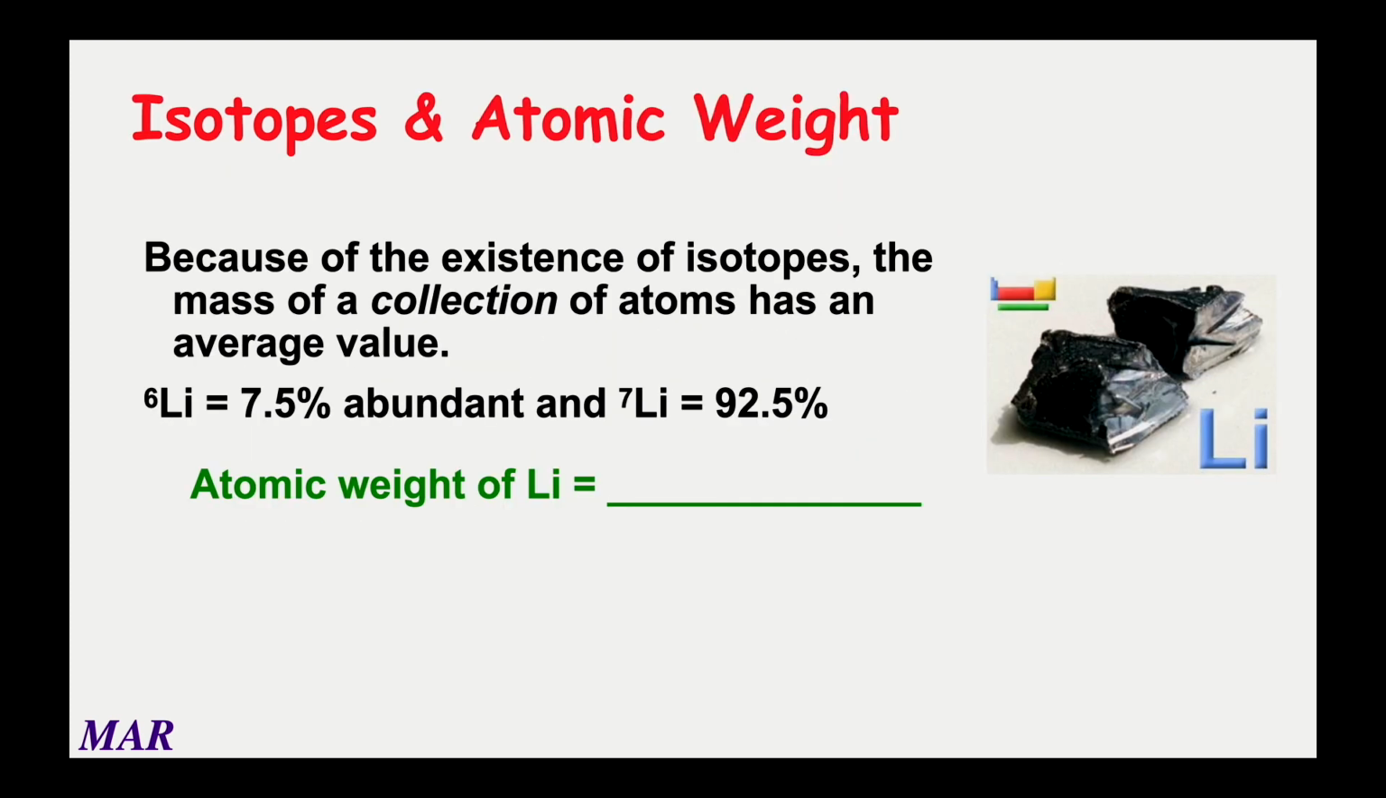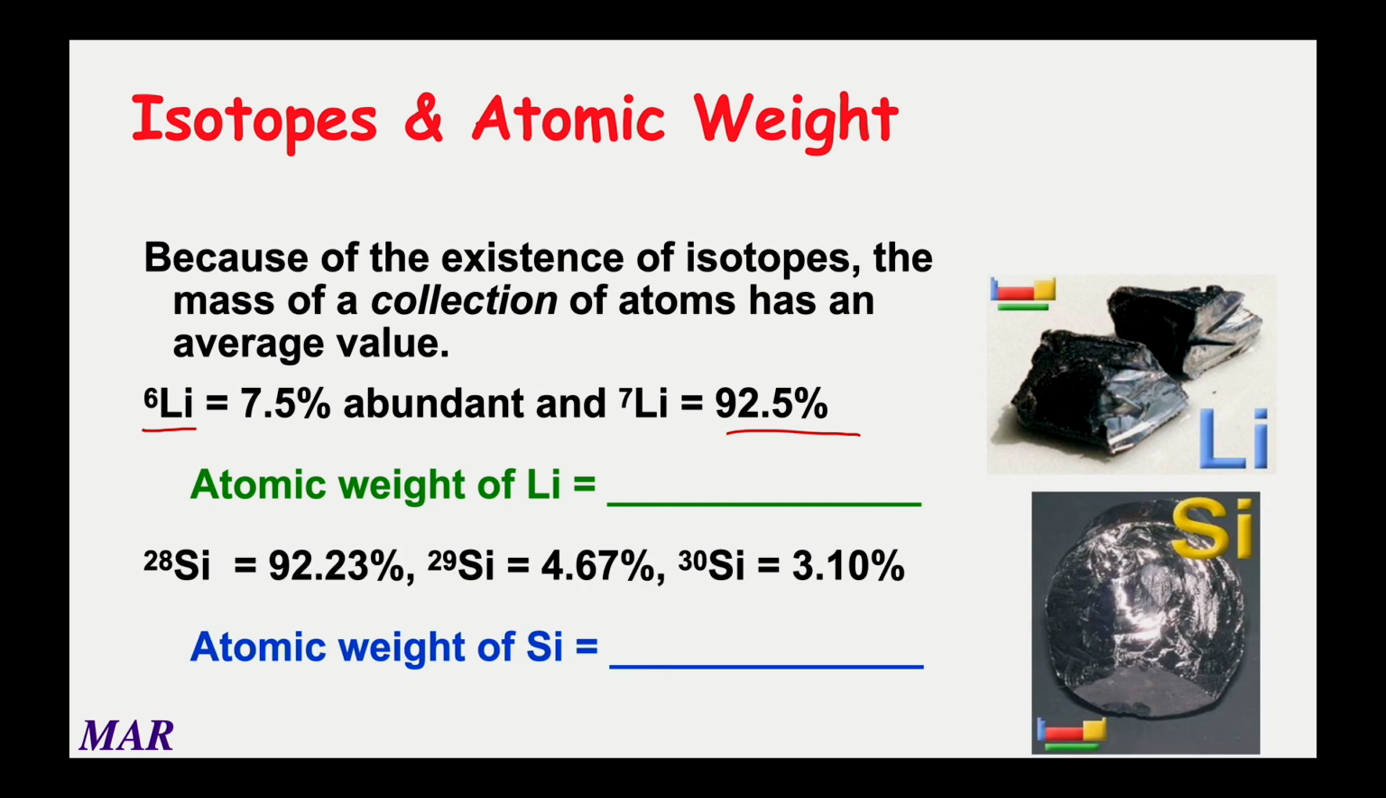Lithium is basically made of two isotopes. There's lithium-6, which is about 7.5%, and lithium-7, which is about 92.5%. And if you wanted to find the atomic weight of lithium, again, what you would do is just go to the periodic table. There are no surprises or anything like that. You would just look up what exactly it is. Lithium is about 6.941, so that would be the atomic mass of it. Silicon is another one. Silicon has 3 main isotopes, and you can see it's 92, 4.67, and 3.10.